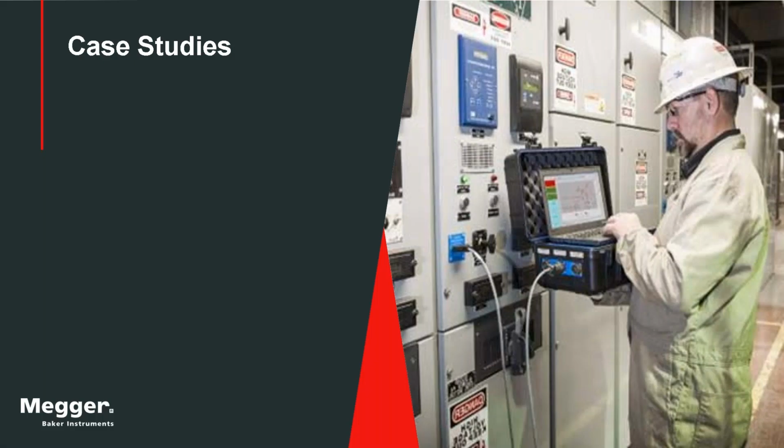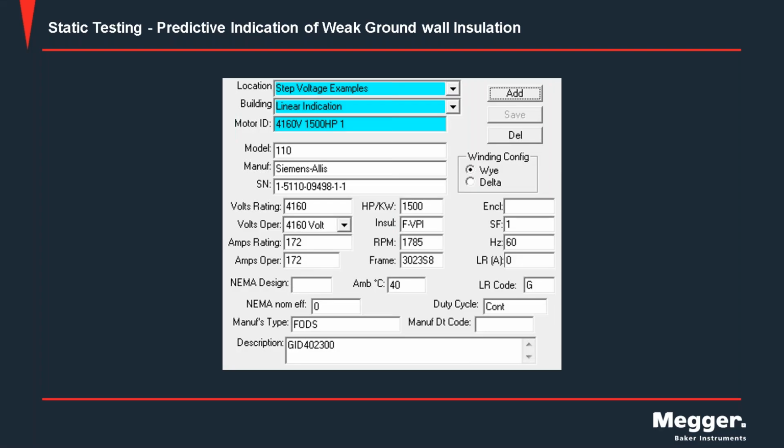All right, so let's take a look at real quickly. We'll look at a couple of cases, one for static, one for dynamic, and then we'll wrap up. And if you guys have any questions for me, we can get some of those done with the time that we have left. So this particular case, we have a 4160 volt motor, 1500 horsepower.